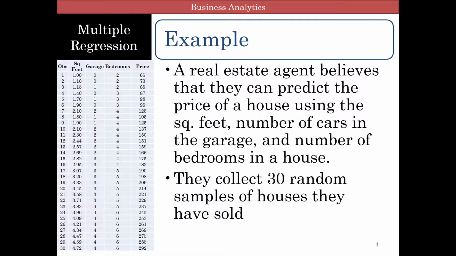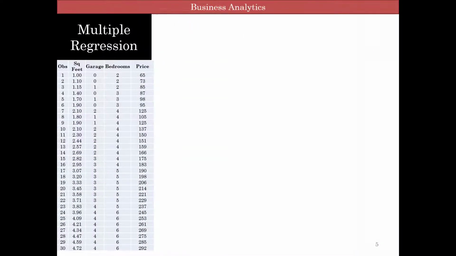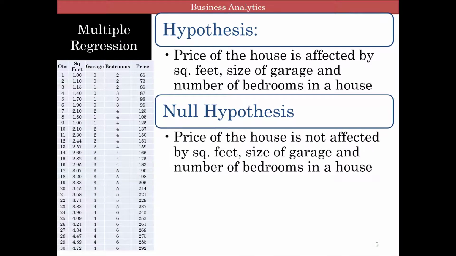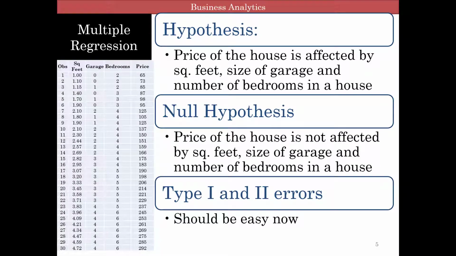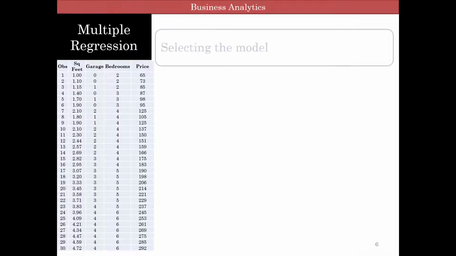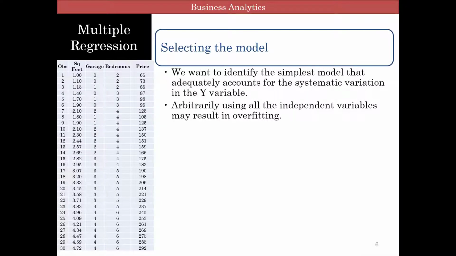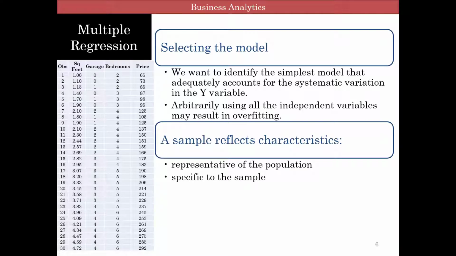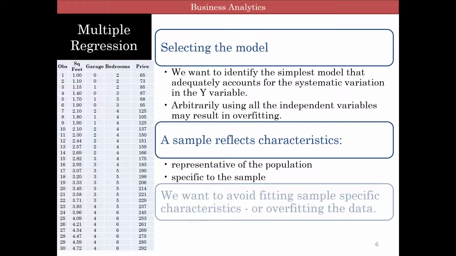So same example. We have square feet, garage, and bedrooms, and we have the price. We're trying to predict it. The same hypothesis. I'm not going to go into that because you've already gone through it in the last lecture. And we want to figure out the model which gives us the most explanation, the highest R squared and the lowest standard error. And we also want to avoid overfitting the model.